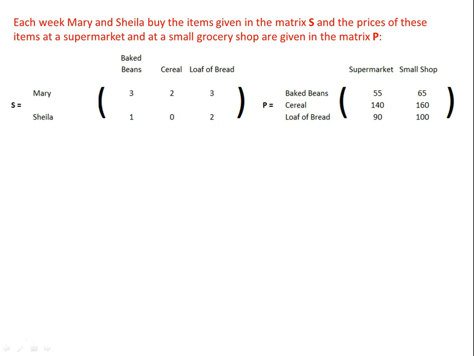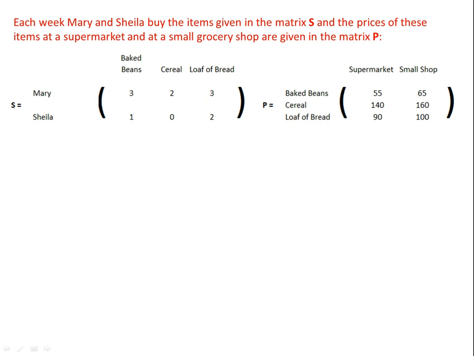Now, so far all we have done is we have multiplied a matrix by a single column matrix. How do we multiply a matrix by a multi-column matrix? Well, to see how to do this, let's take an example where we have two ladies, Mary and Sheila, who buy items given in the matrix S. So Mary, for instance, buys three cans of baked beans, 2 packets of cereal and 3 loaves of bread, whereas Sheila is just buying 1 packet of baked beans, no packets of cereal and 2 loaves of bread.